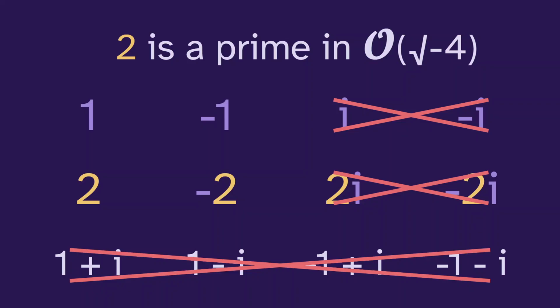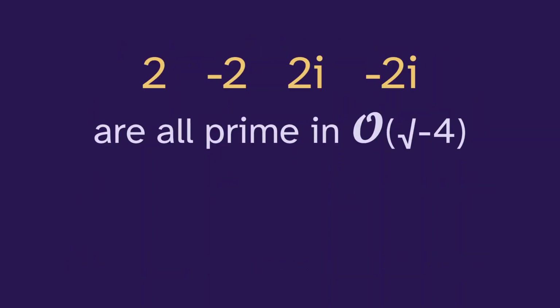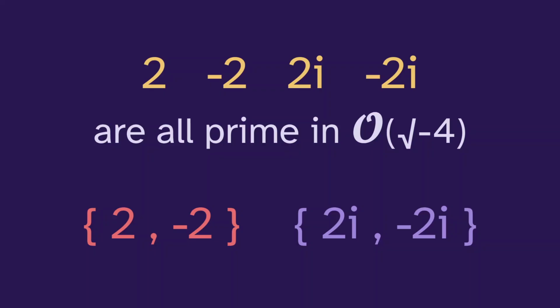Now we want to notice that 2i and negative 2i are still in O root negative 4. They have even imaginary coefficients. They just aren't associates of 2 because we lost those 2 units. And in fact, these 4 numbers are all prime in O root negative 4. But in the Gaussian integers, they were all associates. They were a set of 4 associates. In O root negative 4, that's been split. We have the 2 associates 2 and negative 2, and then the associates 2i and negative 2i.